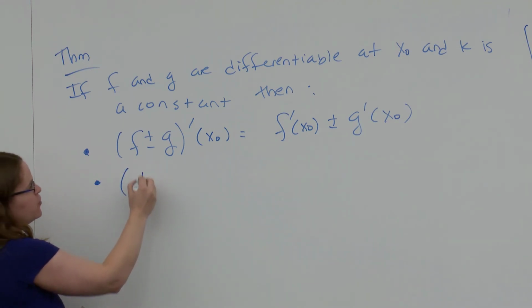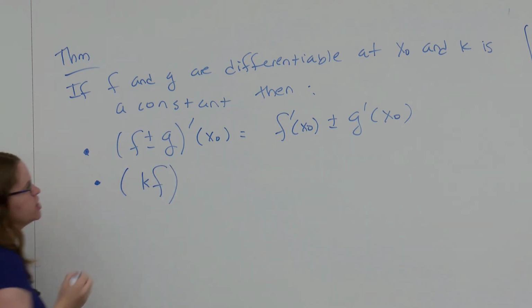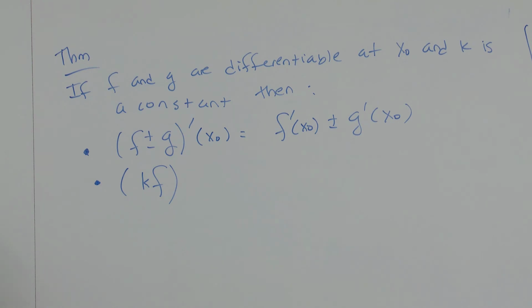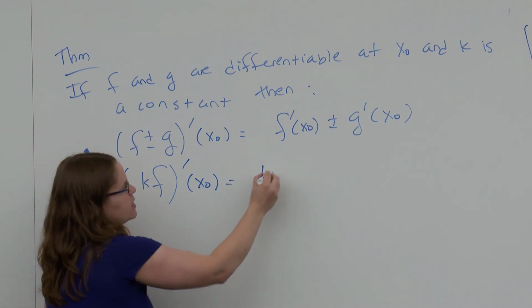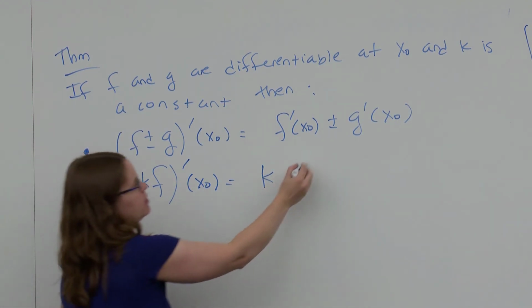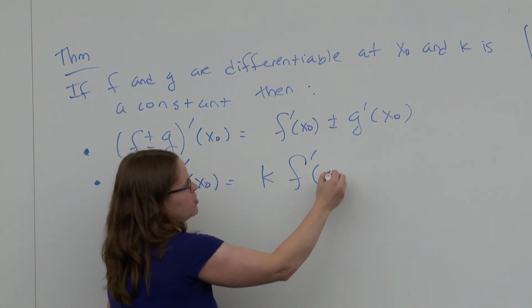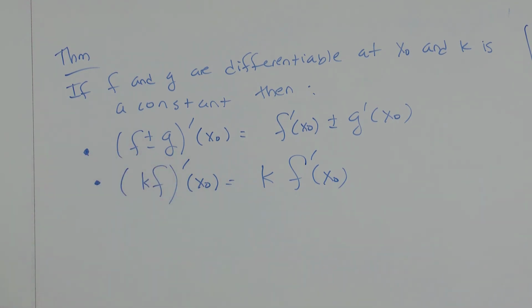I could take a function and multiply it by a constant to get a new function. And I say I have my new function, I want to take its derivative. Well, I can simply take the constant out and multiply by the derivative of my original function.